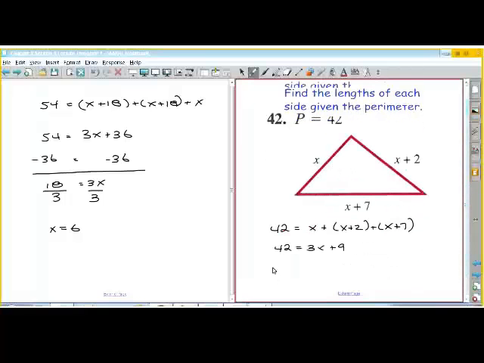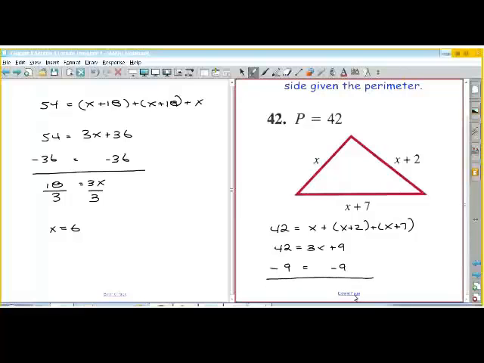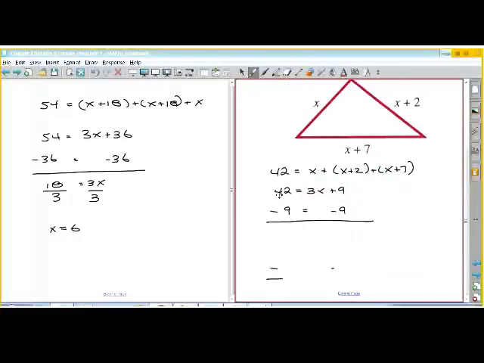Then we're going to subtract 9 from both sides. So 42 minus 9 is 33. Divide both sides by 3. Solve for x. You get x is 11. So this side is 11, this side is 13, and this side is 18. So I just take the value of x that I've determined and plug it back in to the original triangle.